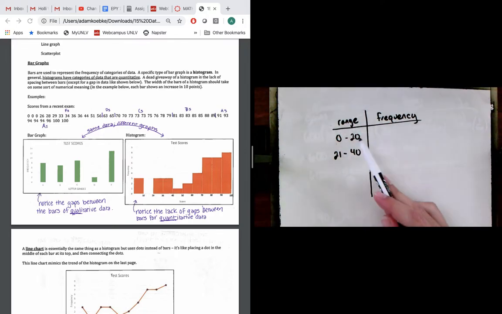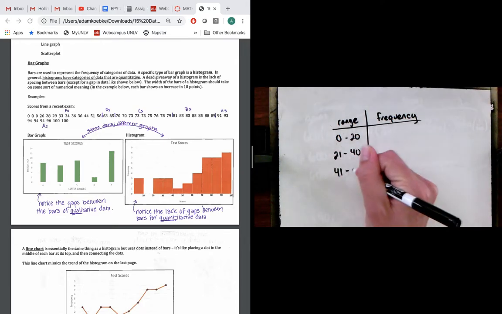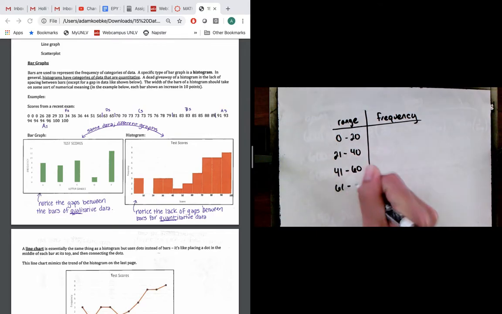Another important thing about a histogram is that the ranges are continuous, and you don't want to put the same value here as you have right here, because then you're double counting. So if you stop at 20, the next one you're going to want to do is 21, so that every value only has one group to fall into. 41 to 60, 61 to 80, 81 to 100.